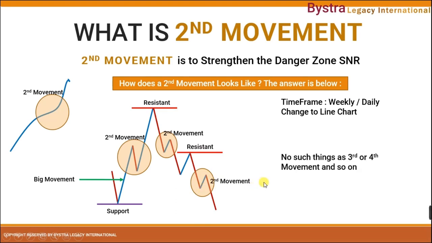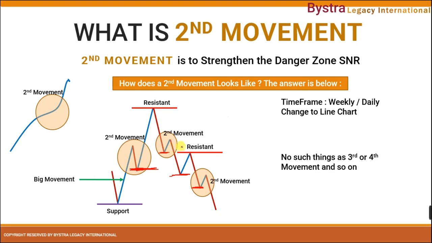So there is no such thing as a third movement or a fourth movement. The moment when price has a resistance on the top, this will be your second movement, and this will be your resistance. Come back down, this will be your second movement. Now, I know you guys were going to ask, what about here? Yes, this you can mark as your support. This you can mark as your support. No issue. This you can mark as your support. Your support.